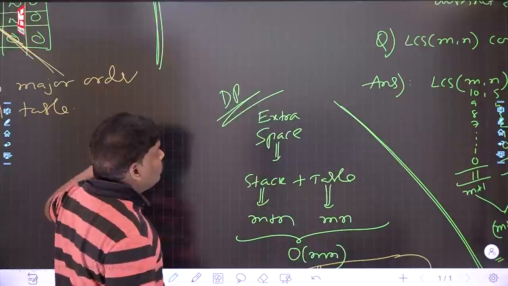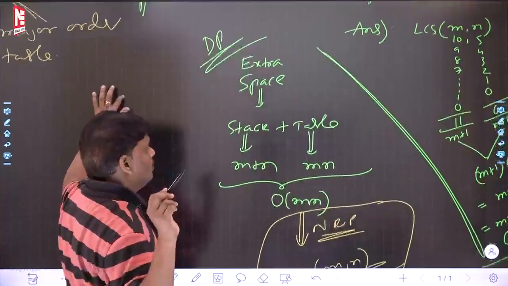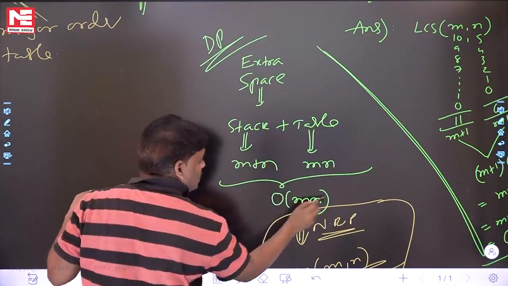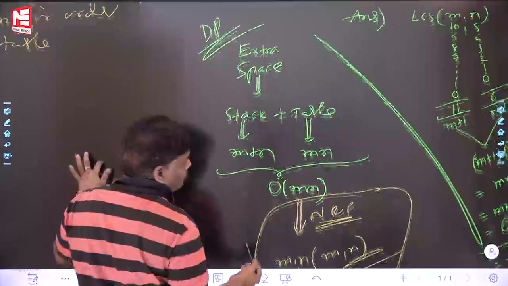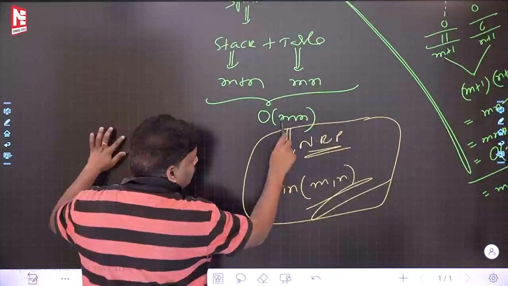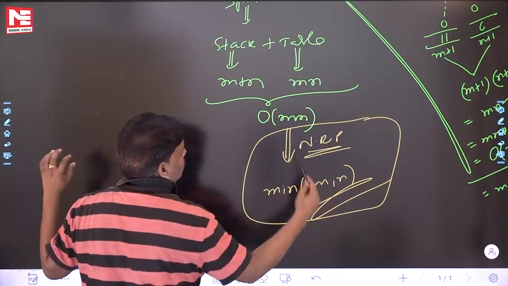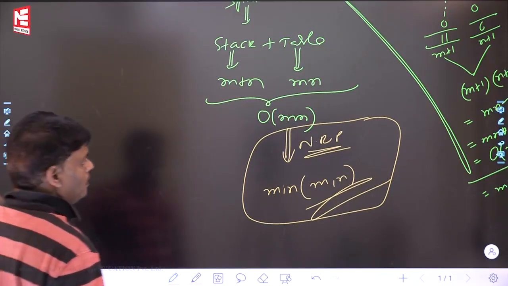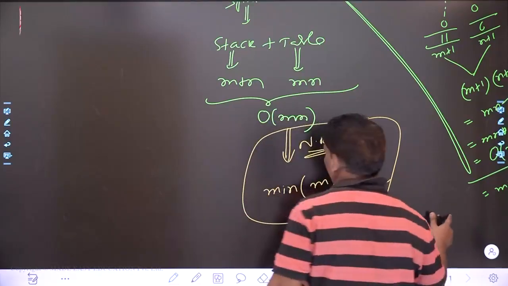In Coreman there is one theorem, because of that reason I wrote this. What is that? Dynamic programming LCS will take extra space of M times N. If you write the non-recursive program, this order of MN space can be reduced to minimum of M comma N. Right? Fine. So this is the entire story.